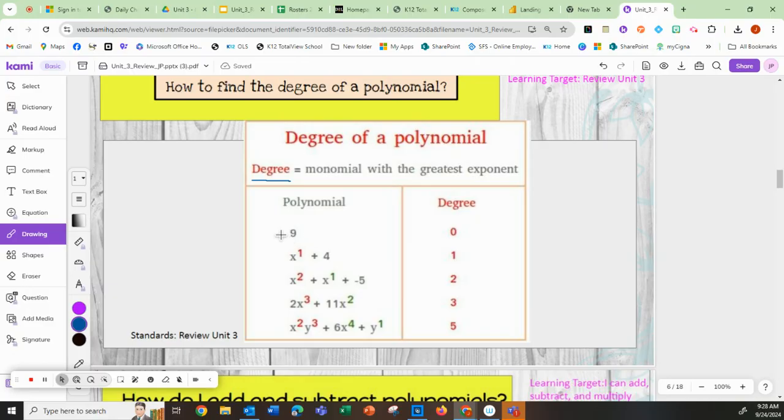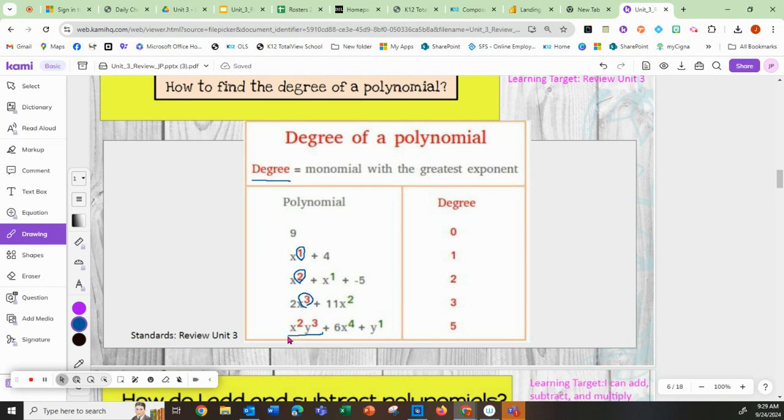So the first example doesn't have a variable at all, so we call that a constant. And when you have a constant in your polynomial, and that's a monomial that's just a constant, the degree is always 0. And then you always go with the highest exponent. So in x plus 4, the highest exponent is 1, so the degree of the polynomial is 1. In the next example, the highest exponent is 2, so the degree of the polynomial is 2. In the next example, the highest exponent is 3, so the degree of the whole entire polynomial is 3.